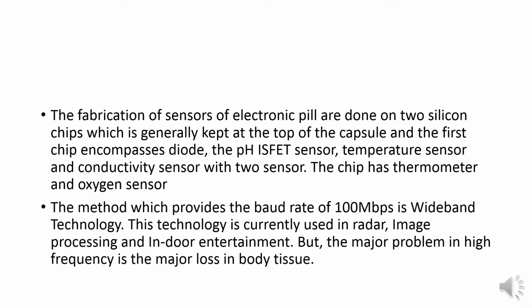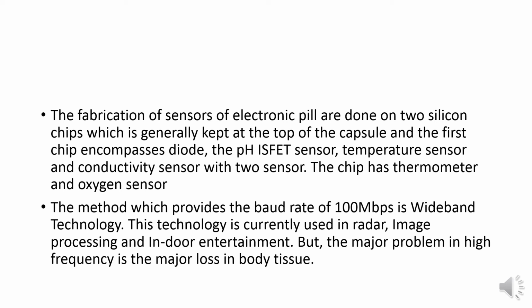We are using different methods to provide a baud rate of 100 Mbps, such as radar imaging processing and indoor entertainment techniques. These methods can be used to manage the major losses in our body tissue. Based on this, we can easily measure the pH value with the particular sensor. We have different sensor techniques, that is ISFET sensor, temperature sensor and conductivity sensor.